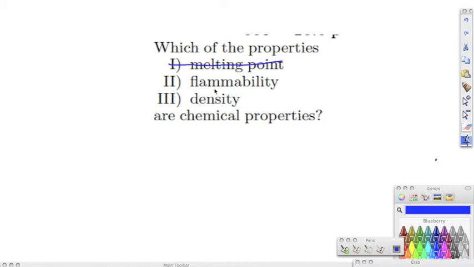Okay, we look at flammability. If we were to test flammability, we'd have to light it on fire, so therefore it would change. So yes, that is a chemical property. And then we look at density. Density is mass divided by volume. Well, we can measure the volume and we can measure the mass without changing what it is. So that is not a chemical property. So the correct answer would be just only 2.